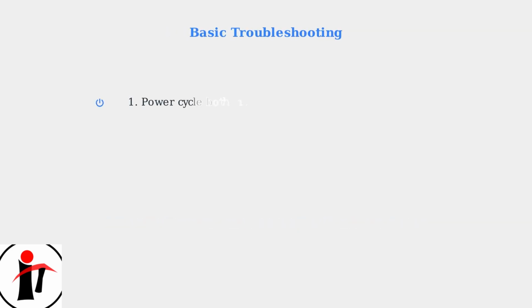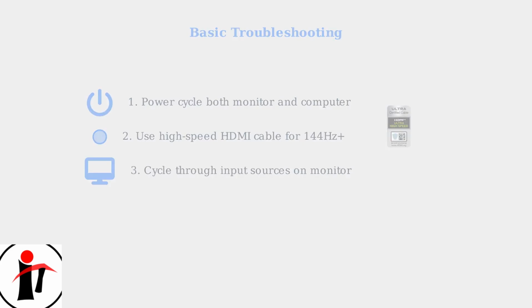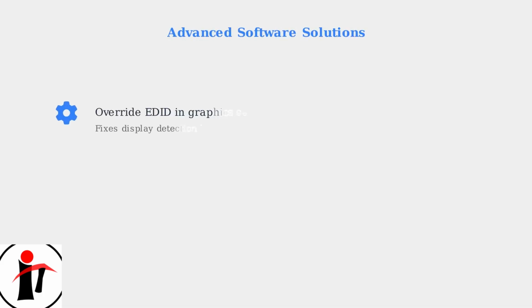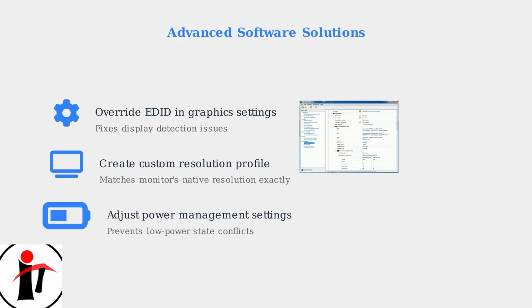Start with basic troubleshooting steps that resolve most Sceptre monitor issues. These simple solutions work for 90% of common problems. If basic steps fail, try these advanced software solutions. These address deeper compatibility issues between your graphics card and monitor.